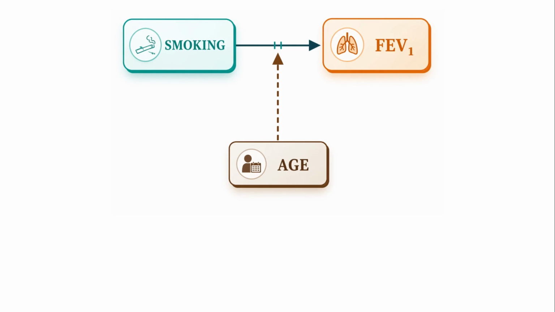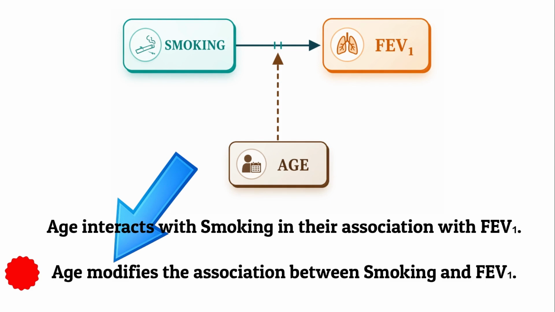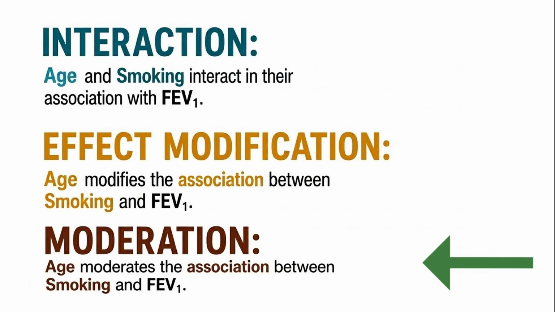There are two equivalent ways to describe this. In statistical terms, age interacts with smoking in their association with FEV₁. In epidemiologic terms, age modifies the association between smoking and FEV₁. Because we are defining the contrast using differences in means, that is, on an additive scale, interaction and effect modification refer to the same concept. In other fields, this is called moderation.